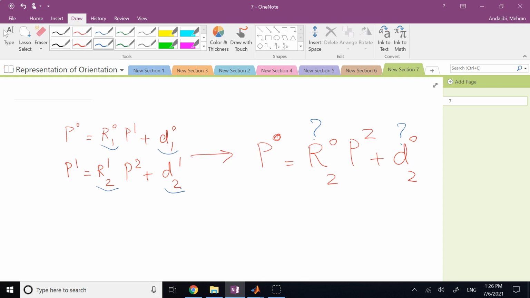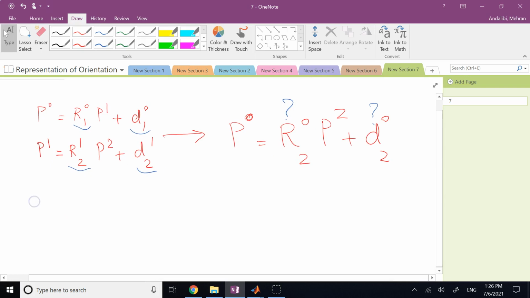So here I'm trying to find the equivalent of two rigid body motions or two rigid body transformations. How can I do that? Well, all you need is to replace this bottom relation that has P1 right into the top equation.